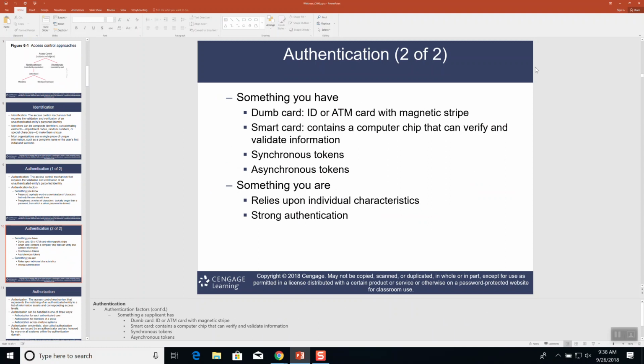Other ways, something you have: a smart card, ID, or ATM card with magnetic stripe. So that identifies who you are. That way, they can't hack in and steal your password. They have to steal what? Your wallet, purse, whatever. So wherever you have the little card, right?